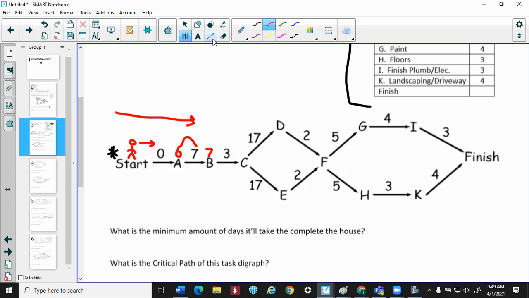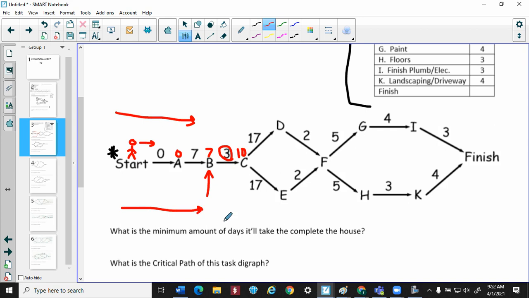Let me think of it this way. I actually just paused the video, so I'm probably repeating myself, and I apologize. But if B can start at the 7-day mark, and it takes 3 days for B to do what it's got to do, that means C can start on day 10. Again, it's a constant add.